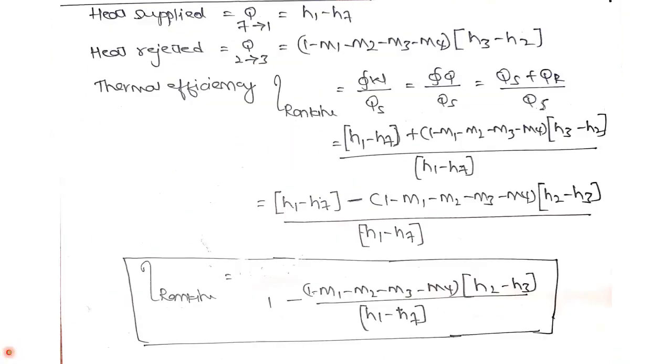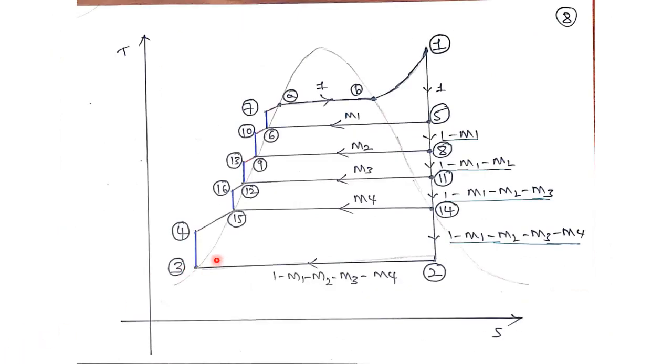Now let us analyze the pumping works here. So pumping works, how many pumps are there? 5 pumps. So 5 pumps, WP1, WP2, WP3, WP4 and WP5. All these pumps can be analyzed in the same way again. So WP1. What is the mass flow rate into enthalpy difference? What is the mass flow rate? The same mass flow rate will enter here. So it is (1 minus M1 minus M2 minus M3 minus M4) into work again, initial minus final. So it is H3 minus H4.